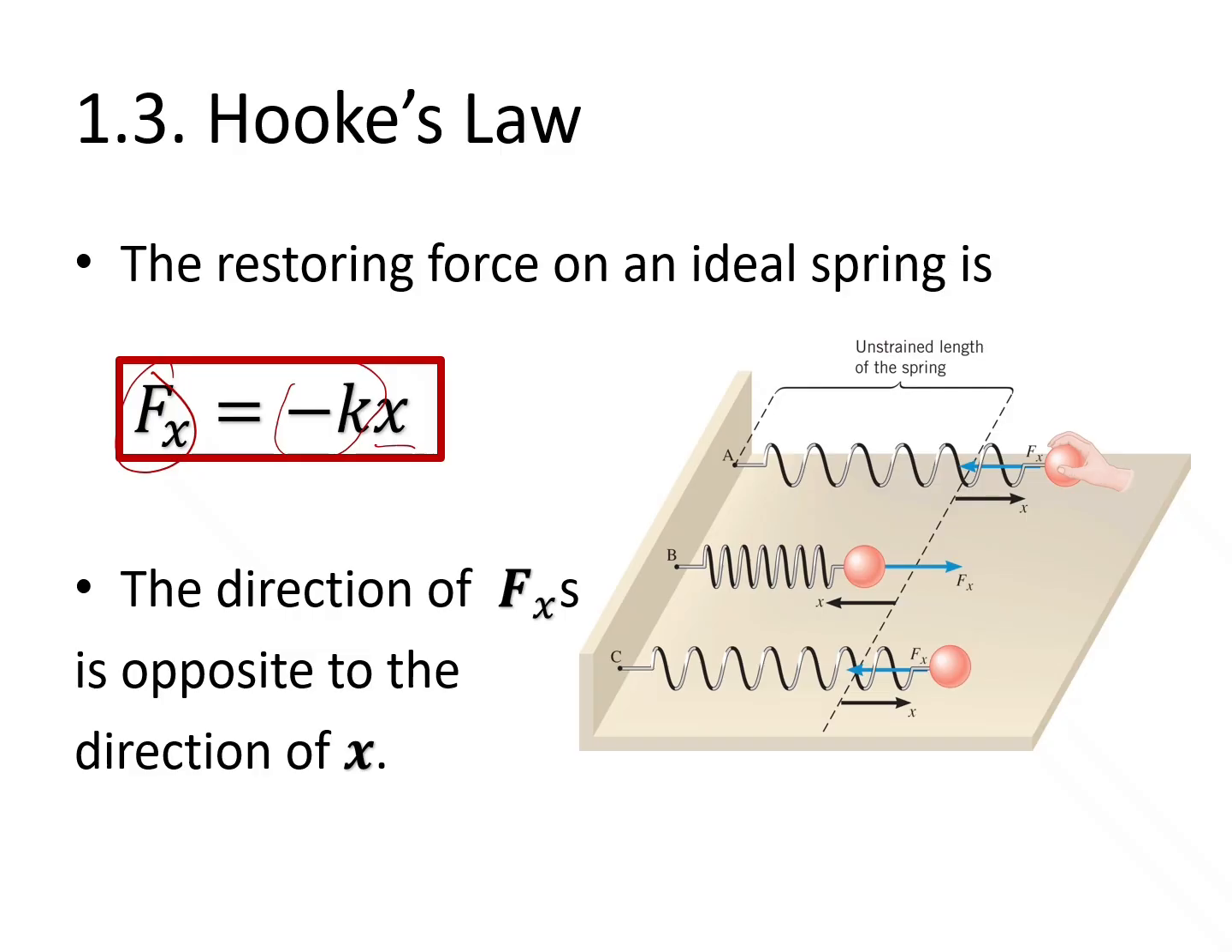If the object is displaced to the right of equilibrium, the displacement is positive. So the spring force points to the left. If the object is displaced to the left of equilibrium, the displacement is negative, so the spring force points to the right. In both cases, the spring force points back toward equilibrium.